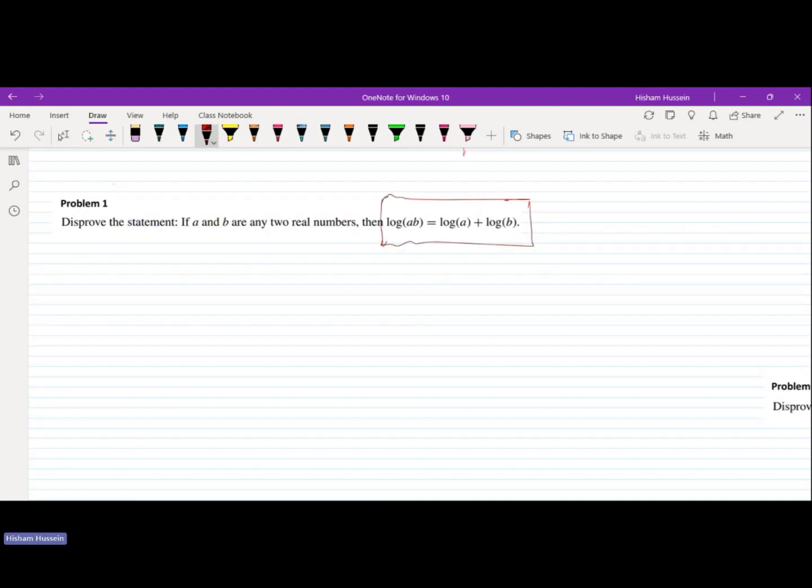To answer, we need some info about such types of functions. Here we have log, which is the same as ln, so ln of A times B equals ln A plus ln B, where A and B both belong to the set of real numbers. So we need to negate this statement. We need to disprove this statement. How can we do that? Just provide counterexamples.